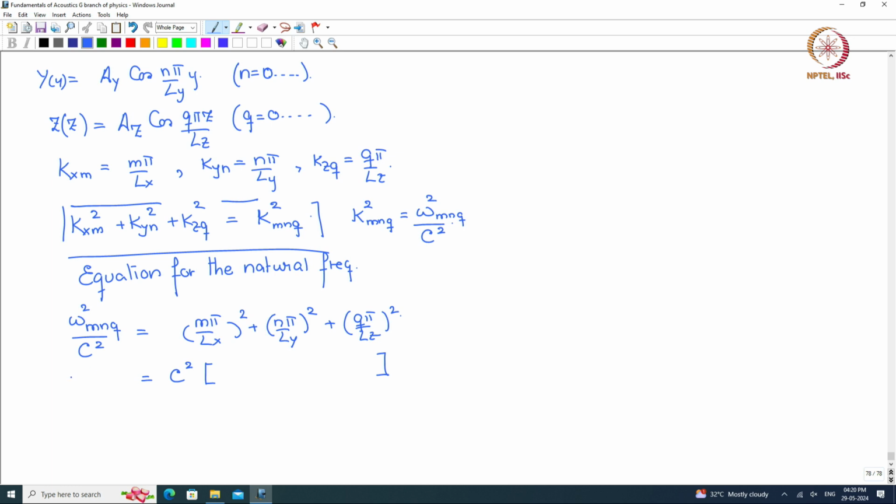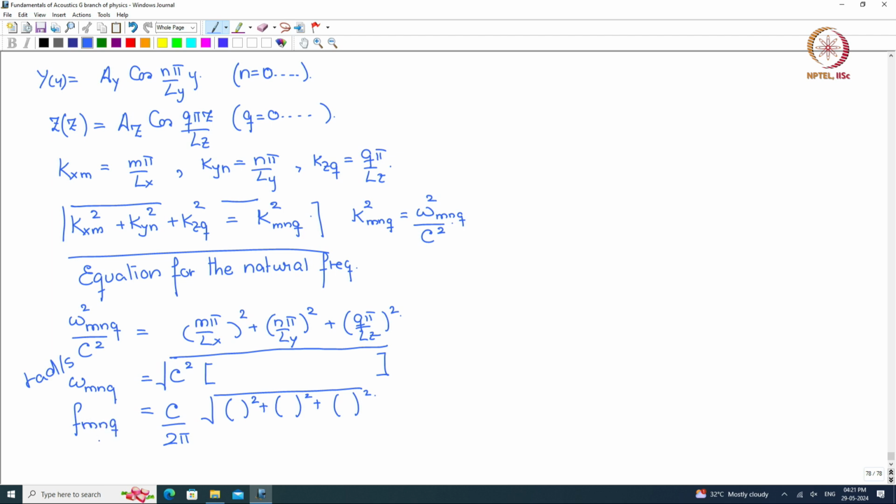and then I want to get to omega mnq. So I take a square root of the whole thing, which ends up as c square root of this squared plus this squared plus this squared. Okay. Then this is in radians per second, I want it in hertz. So divide by twice pi, divide by twice pi. So I get fmnq in hertz.